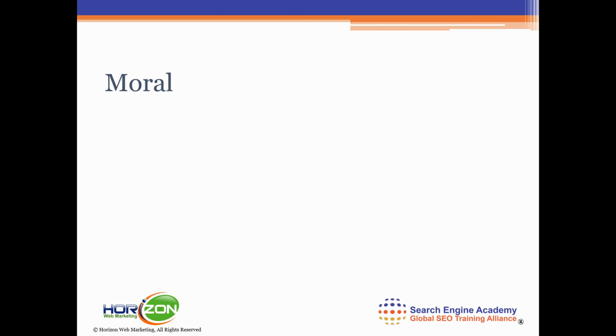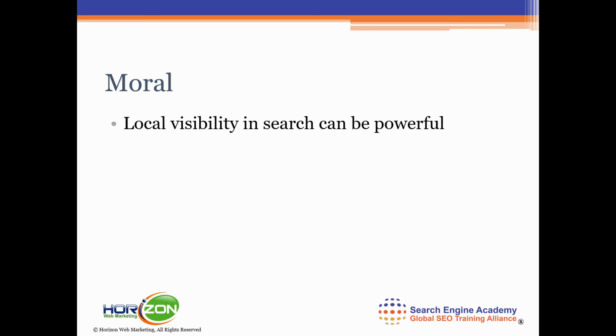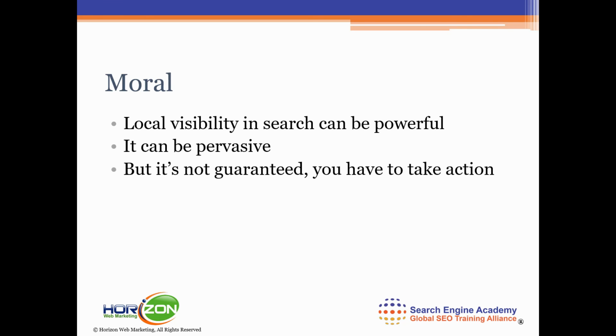So what's the moral of this story? The moral is that local visibility in search can be very, very powerful because it can be pervasive. You could see on a variety of different queries, search queries related to that company's business, 4 and 8 just appears over and over again. But it's not guaranteed. You do have to take action. You have to make sure that you have all your proverbial ducks in a row. In our next module, what we're going to talk about is the factors that contribute to good visibility.